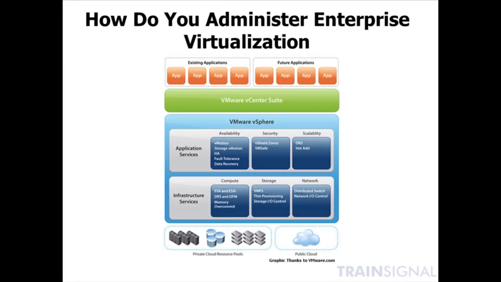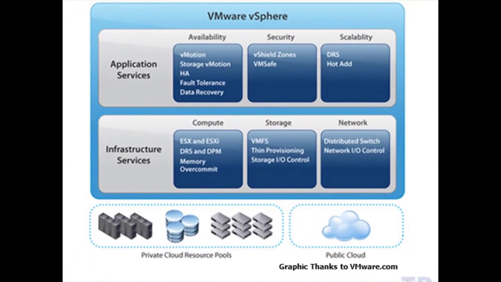Moving on, let's now talk about how you administer enterprise virtualization. So this is a graphic, thanks to VMware.com, that lays out the typical VMware virtual infrastructure. On the bottom down here, you have what they call private cloud resource pools. So private cloud resource pools, just think of these as the servers in your data center. VMware is calling that now the private cloud. So if you have servers in your data center, that's the private cloud once you load virtualization on top of them.